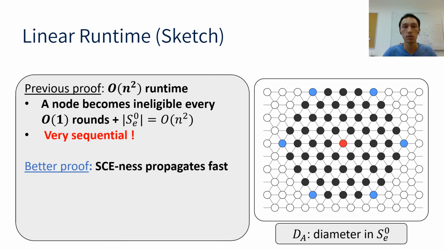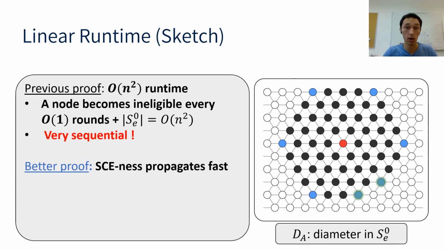In this figure, the red node is the leader's occupied node, and the blue nodes are SCE nodes. The first layer consists of all nodes at distance 1 from the leader, the second layer of those at distance 2, and so on. Now, this SCE node at the bottom right is removed by the algorithm in O(1) rounds, and it creates two new SCE nodes on this fourth layer.